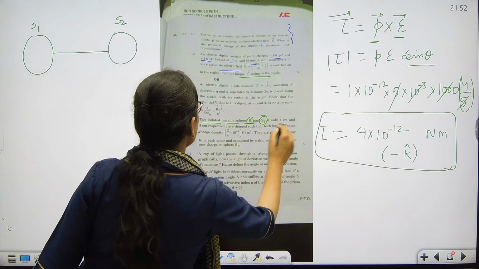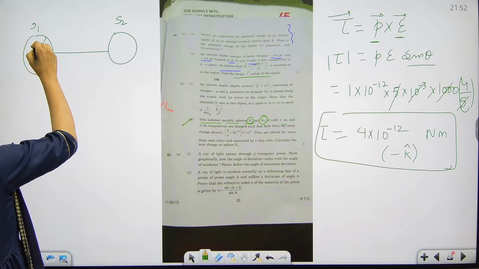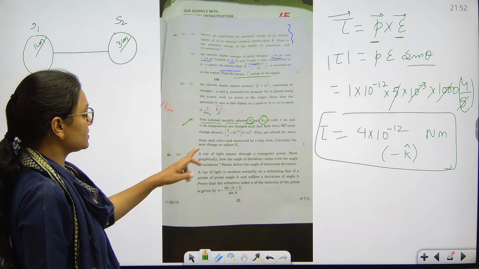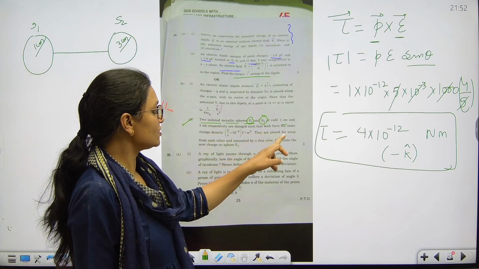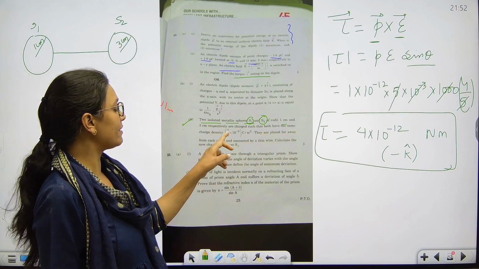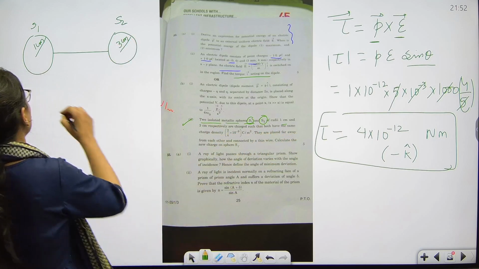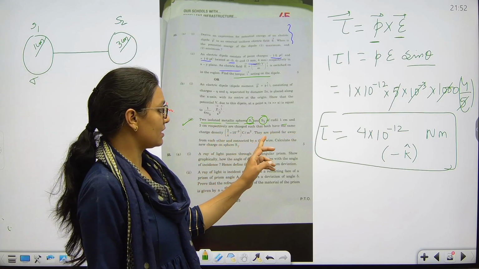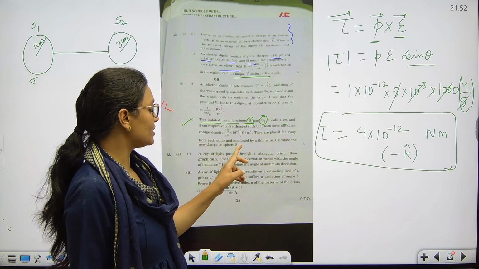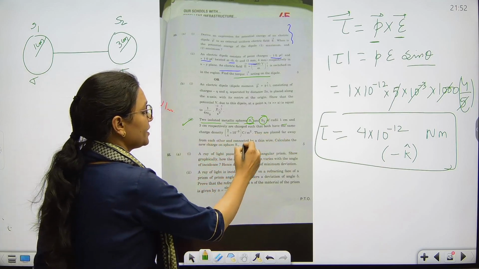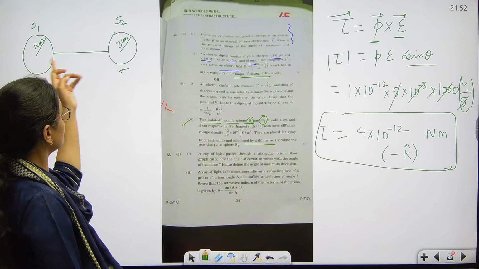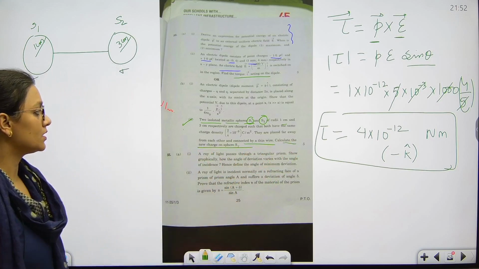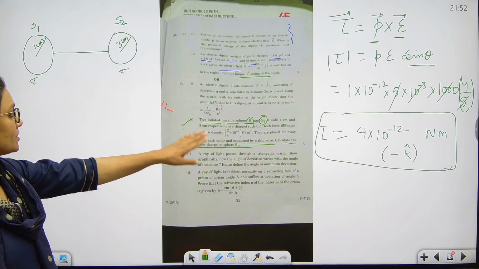Radii 1 centimeter and 3 centimeter. This one is having 1 centimeter, this one is having 3 centimeter. After that, respectively are charged such that both have same charge density. This one is having same charge density sigma, this one will also have the charge density sigma. They are placed far away from each other, connected by a thin wire. So this is a thin wire connected over here. Calculate the new charge on the sphere 1.